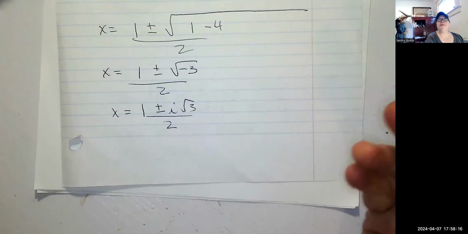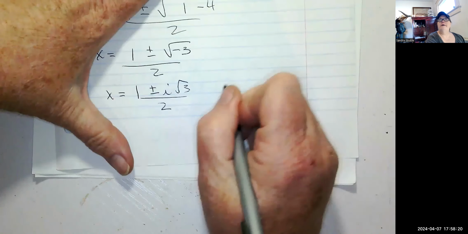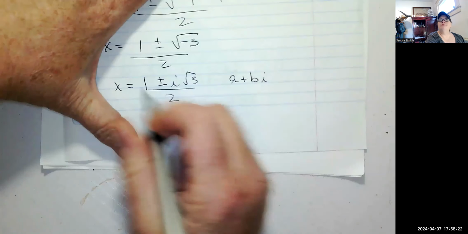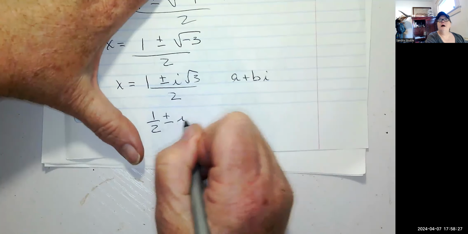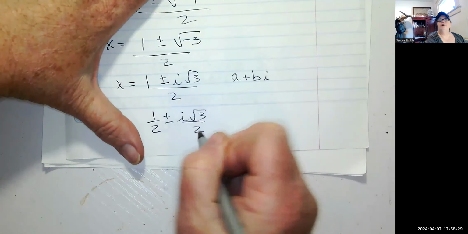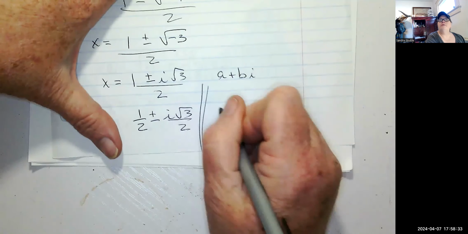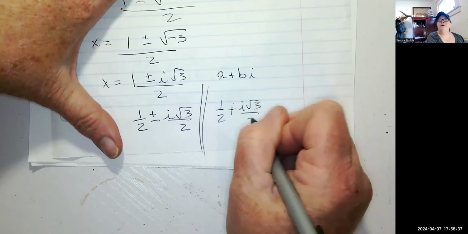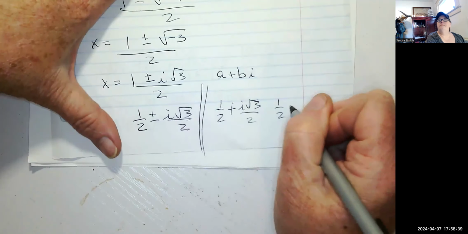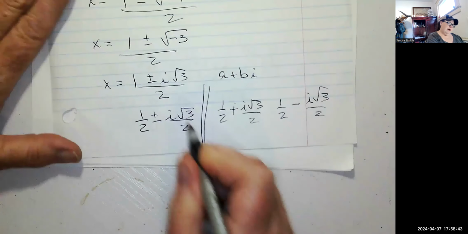And then let's just put this in the correct a plus bi format, which you have to do with complex numbers, where this is 1/2 plus or minus i square root of 3 over 2. Or you could write them out separately should you want to, and that would be 1/2 plus i square root of 3 over 2, and 1/2 minus i square root of 3 over 2. Either one, I'm cool with this.